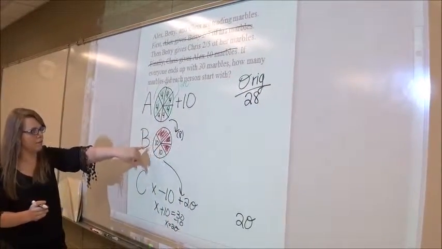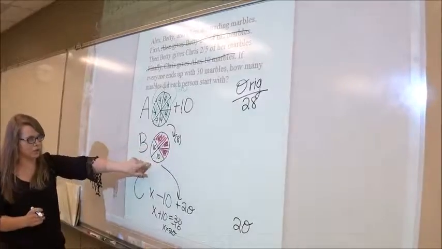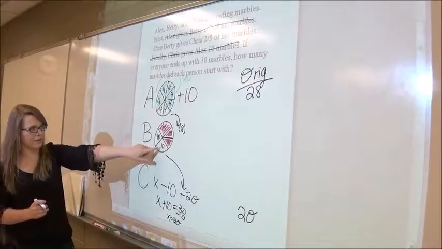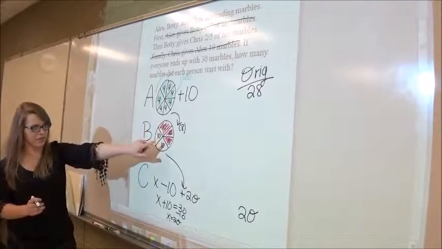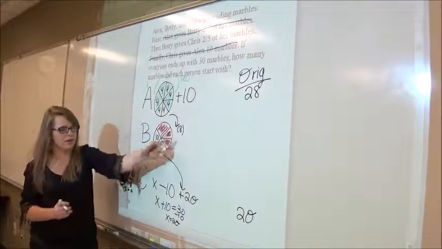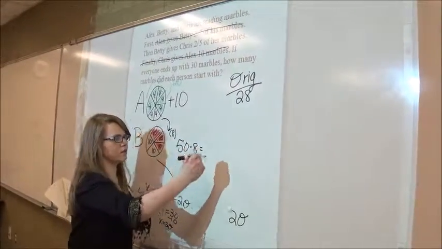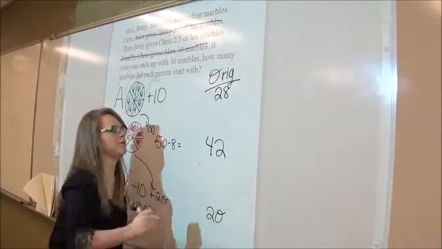Over here, Betty, remember this 8 is included in this pie before she gave any away. So she had 10, 20, 30, 40, 50, but she gained 8. So we have to subtract that 8 to get what she had to start with, and that gives us 42.